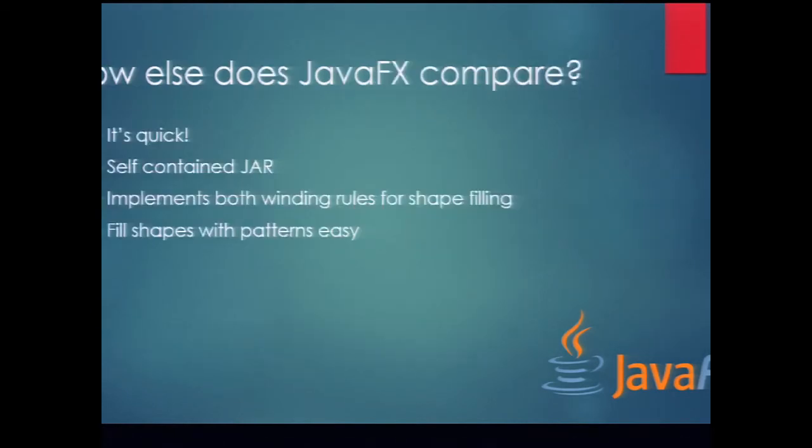So how else does it compare? Well, JavaFX is nice and quick, which is very nice. I converted the PDF last week. It was 220,000 lines. Both Eclipse and NetBeans refused to open the file, but it compiled fine and FX loaded it in a couple of seconds, so it's very nice. JavaFX can be a self-contained jar. When you convert to HTML or SVG, you get a big directory full of images and fonts and everything, and you need to zip that up, really, to send it to someone. With JavaFX, you can just do a self-contained jar to double-click on, so nice and easy. As I mentioned before, it implements both winding rules, so that's good. And filling shapes with patterns.